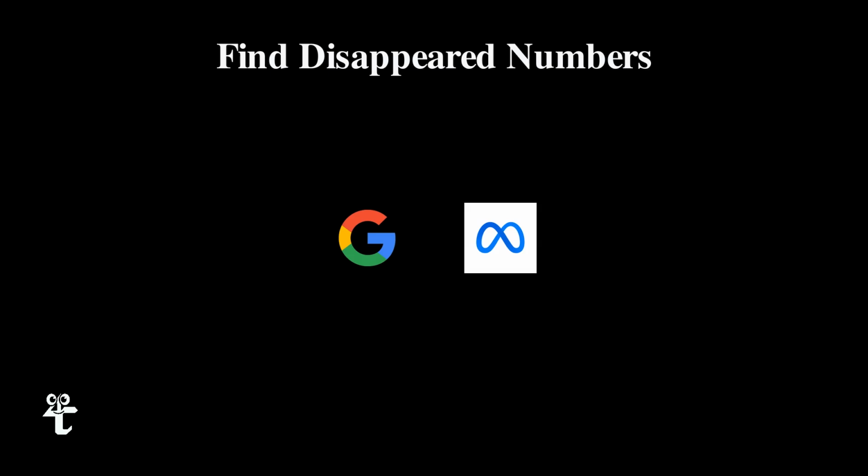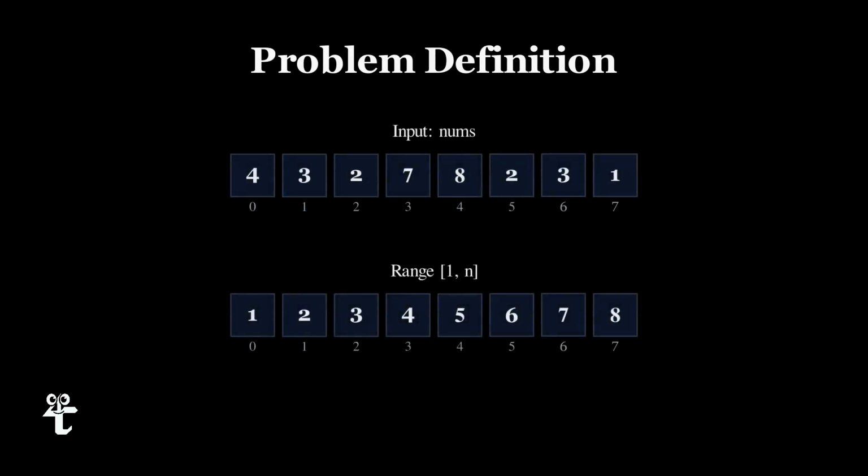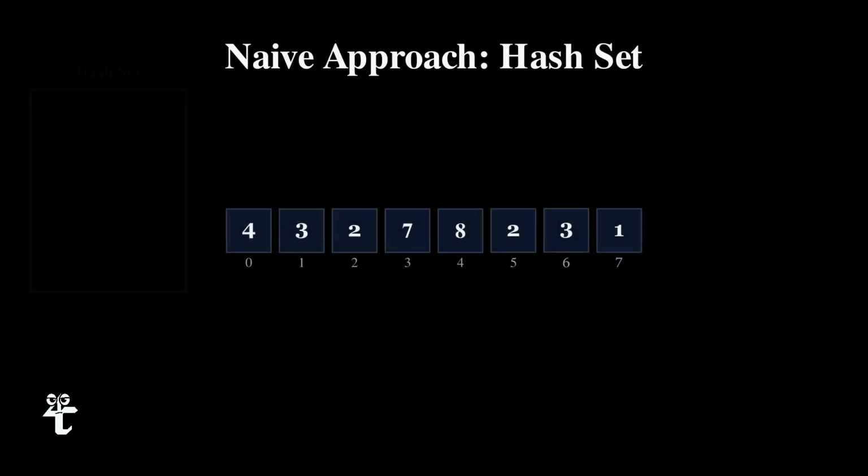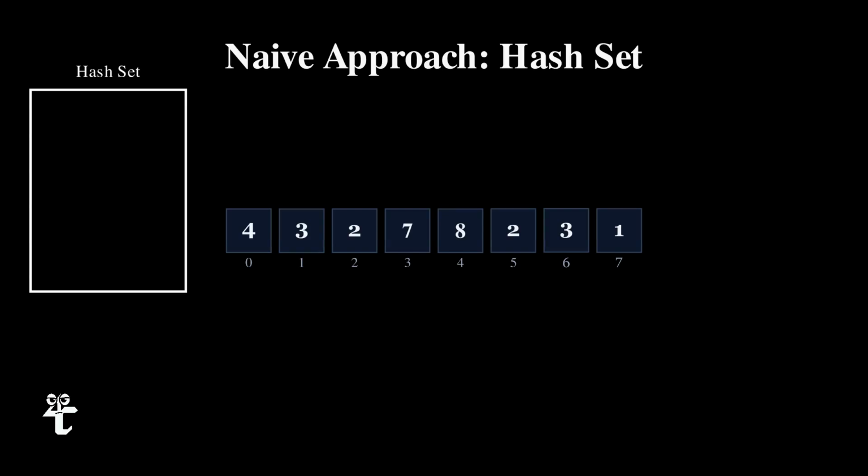We are given an array of n integers where each value is between 1 and n. Our goal is to return a list of all integers from 1 to n that do not appear in the input. A naive approach might use a hash set to track seen numbers. However, this requires O(n) extra space, which violates the problem's strict memory constraint.